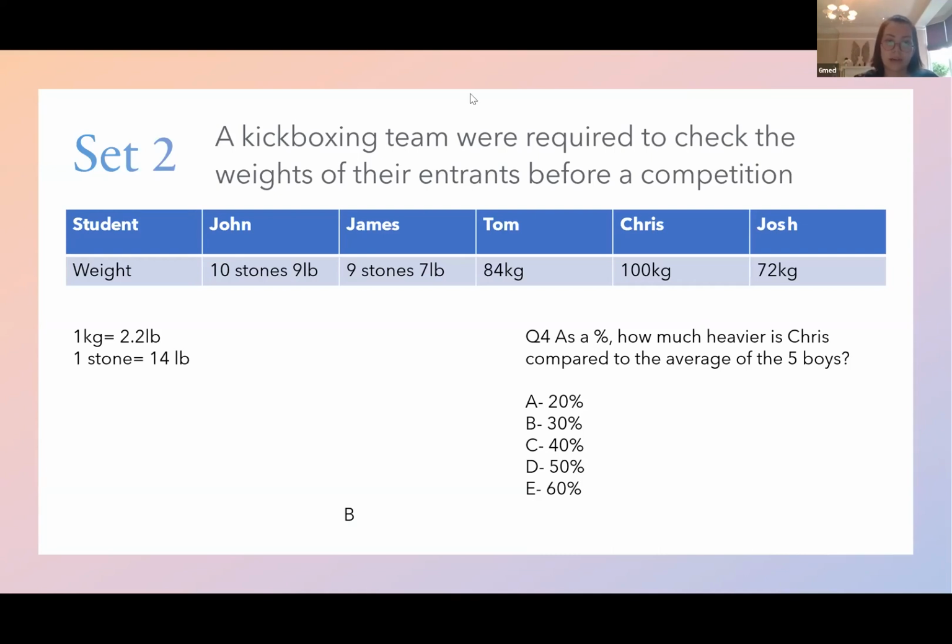So hopefully that makes sense. It's following that. So we analyze. So just be careful, read the question carefully. So it says the average of the 5 boys. There are only 5 boys there, so you must include Chris's in the average as well. So just make sure we're reading the question carefully, and it will work out to be 30%, roughly 30%.